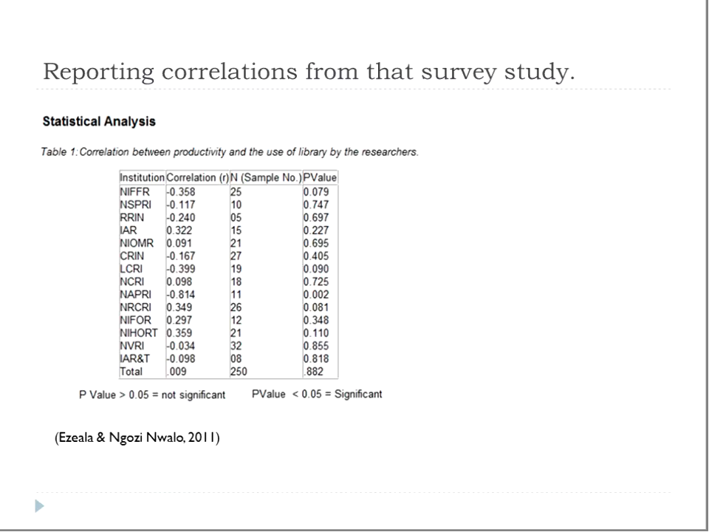They had running down the left-hand side the 14 agricultural institutes, and they gave them all acronyms. So running down the left-hand side, you see that. There are their correlation coefficients in the column right next to it. Their N, or their sample number, is in the third column, and there's their p-value in the fourth column. And they set their p-value at p greater than 0.05, not significant, p less than 0.05, significant.